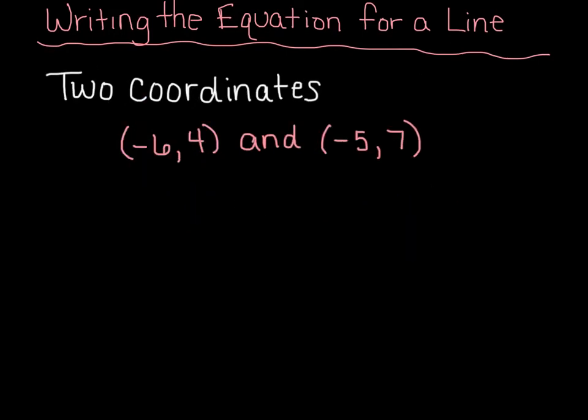So this is sort of similar to the last one. What if I just give you two coordinates? So now you don't have a slope or a y-intercept. So we definitely can't jump straight to slope-intercept form. But if you have two coordinates, you can find the slope by saying m is going to be equal to y2 minus y1 over x2 minus x1.